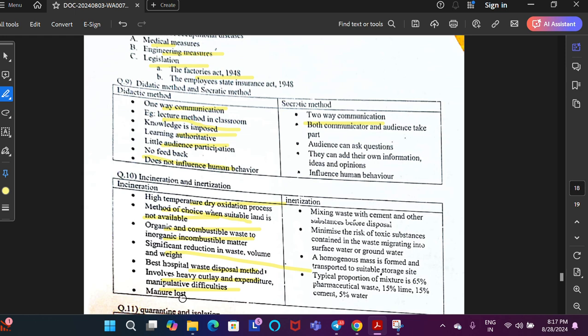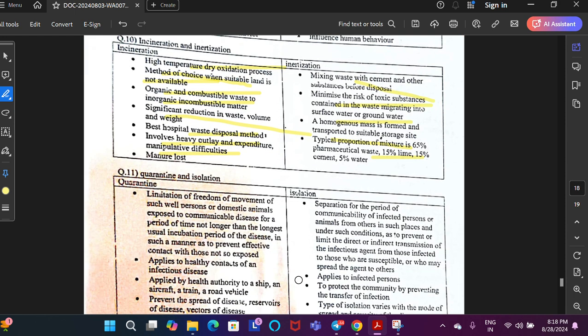But in the case of inertization, mixing the waste with cement and other substances before disposal minimizes the risk of toxic substances contained in the waste migrating into surface water or groundwater. A homogeneous mass is formed and transported to a suitable storage site. Typical proportion of the mixture is 65% pharmaceutical waste, 15% lime, 15% cement and 5% water.